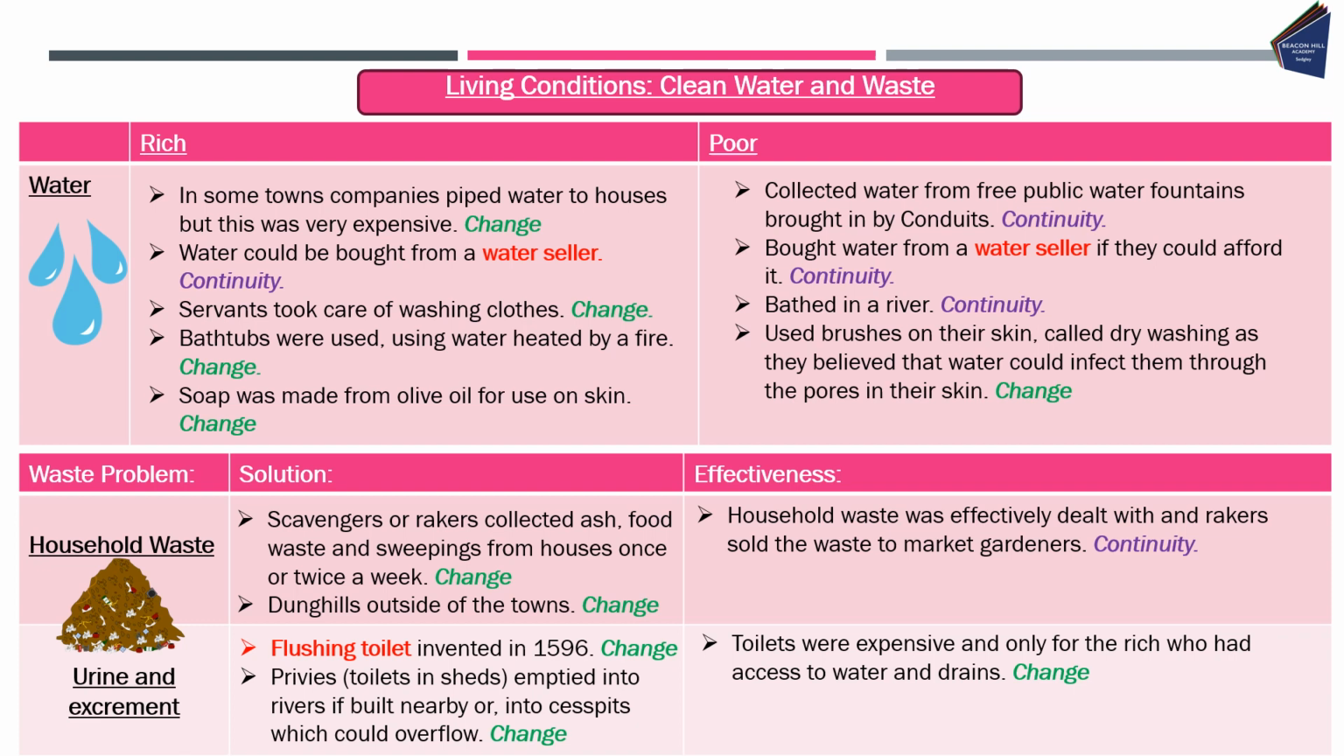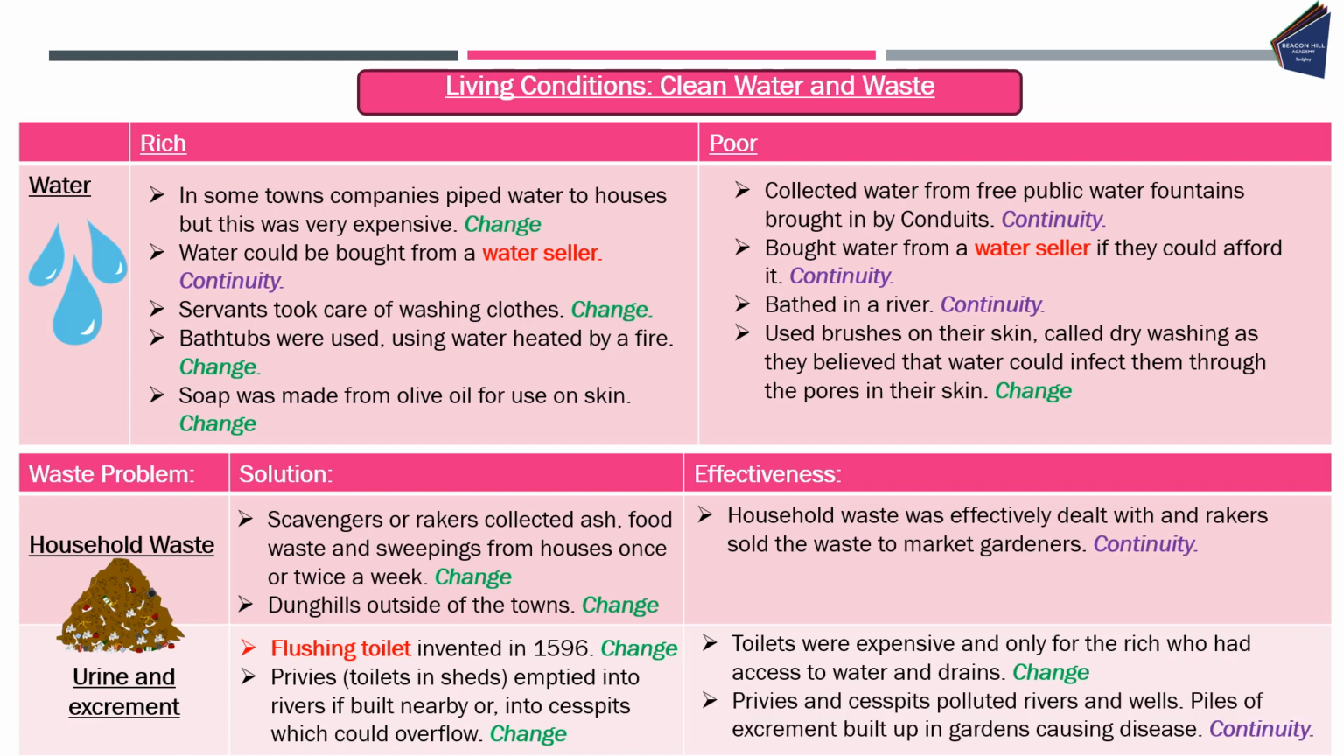They were only for the rich, as we said, and I said it was limited access to water and drains. And privies and cesspits polluted rivers and wells with piles of excrement building up in the gardens, which was causing disease. So really, the poor here have the worst end of the deal. There'll be fewer privies for them to use, there'll be fewer cesspits, and all of that is then building up within the boundary of the property of the poor people.